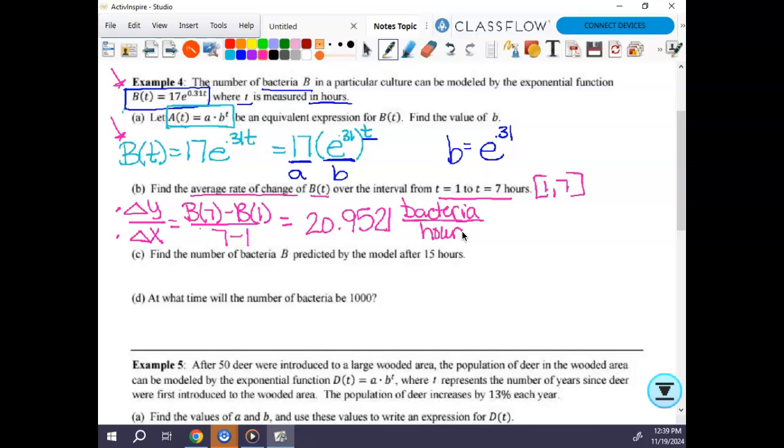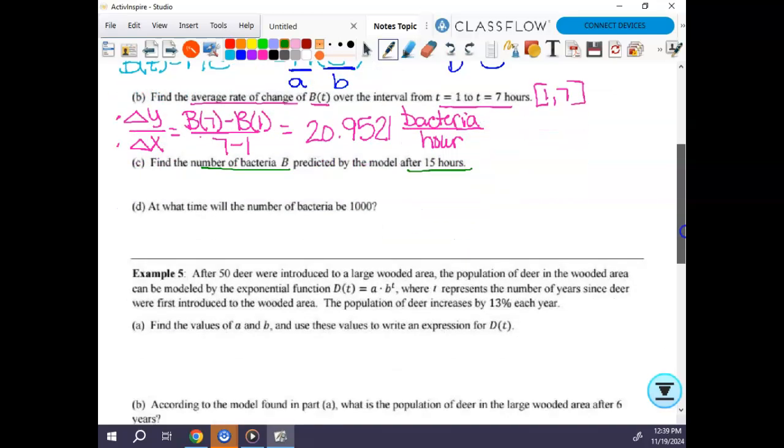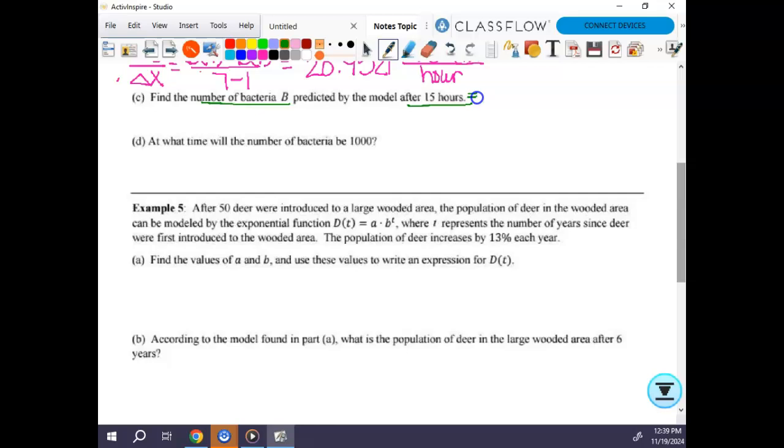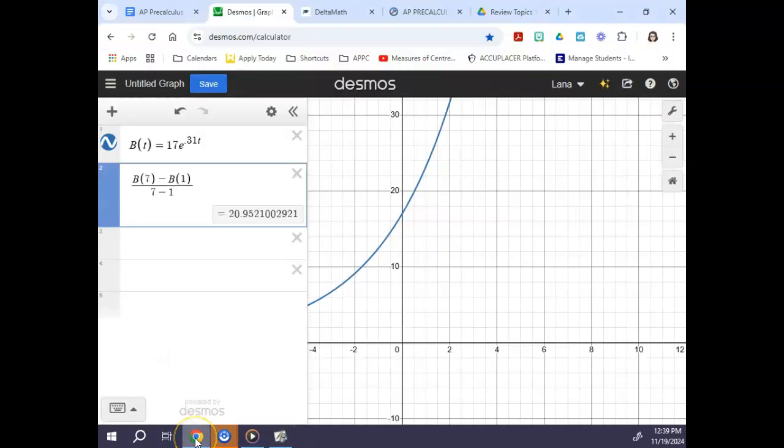Okay. So then this next one says, find the number of bacteria predicted by the model after 15 hours. So they have given us 15 hours, which means they gave us T. Right? So we want to predict the output when the input is 15. So one of the things that we have done before, when we were doing some regression stuff, was just to go in and graph that vertical line so that we could see where they intersect. So if we go here and we type in t equals 15. Press harder.